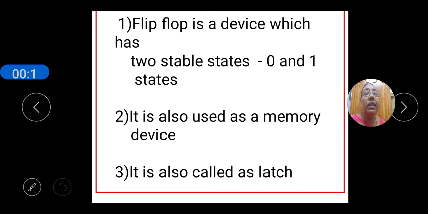A flip-flop is a device which has two stable states, 0 and 1. So it is called a bistable device. It is used as a memory device because it can store 0 or 1. It is also called a latch because it can easily switch over from the 0 state to the 1 state or the 1 state to the 0 state.